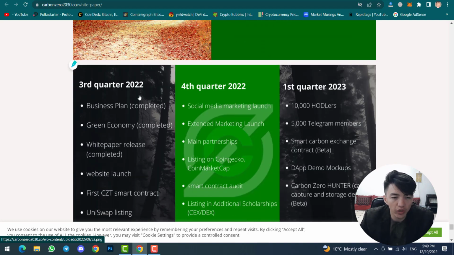Third quarter 2023: business plan, green economy, white paper, website launch, first CZT smart contract, Uniswap listing. So fourth quarter 2023: social media marketing, extended marketing, and then we have main partnership, listing on CoinGecko, CoinMarketCap, smart contract, listing in additional scholarship, centralized exchange, decentralized exchange. And then we have first quarter: 10,000 holders, 5,000 Telegram members, smart carbon exchange, decentralized application, Carbon Zero Hunter. So this is the roadmap.